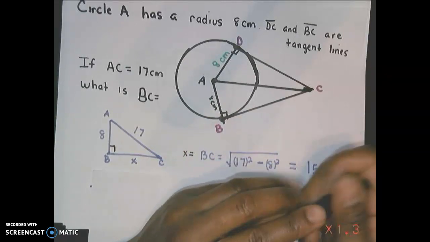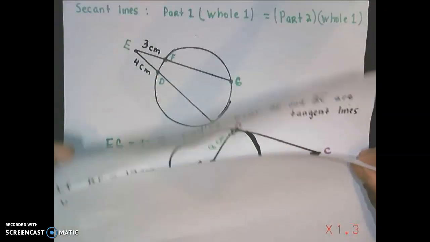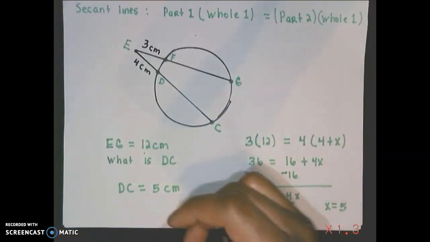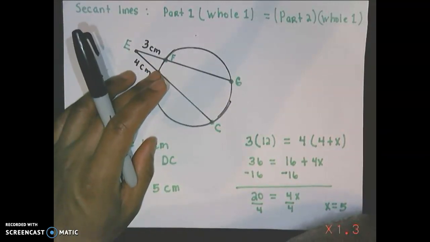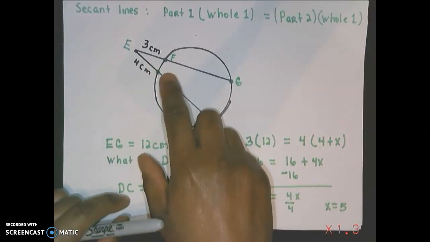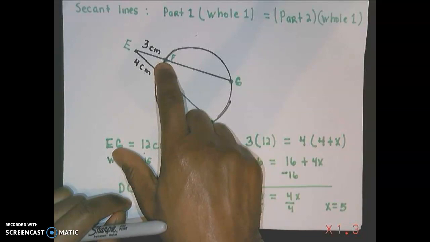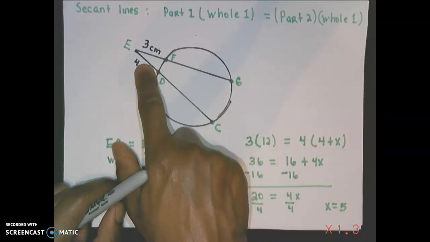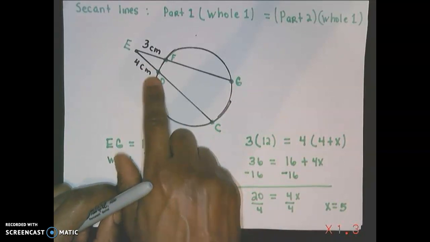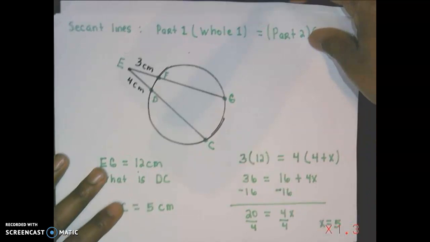All right, and let's go to our last example. The last example is going to be over secant lines to a circle. A secant line is going to intersect the circle at 2 places. So you can see the secant line is intersecting the circle here at point F and point G. And this is a secant line because it intersects at D and C. So we have this relationship when we have secant lines.